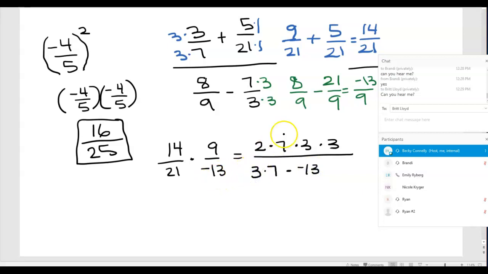Oops, the 3 disappeared there. All right, so what do you see that will divide out? You see some 3s. There's a 3 on the top, a 3 on the bottom, and also 7s. So that means the final answer there, 2 times 3 is 6 on the top, and negative 13 on the bottom. And that would be your answer. What questions do you have on that? 6 over negative 13.